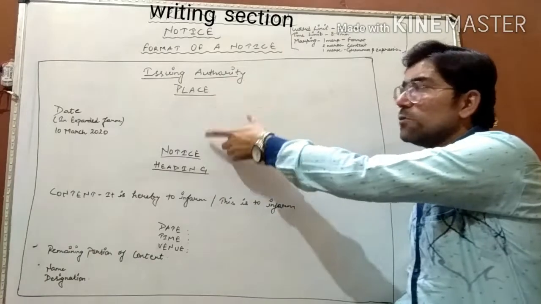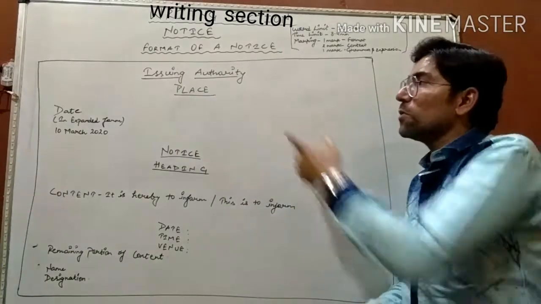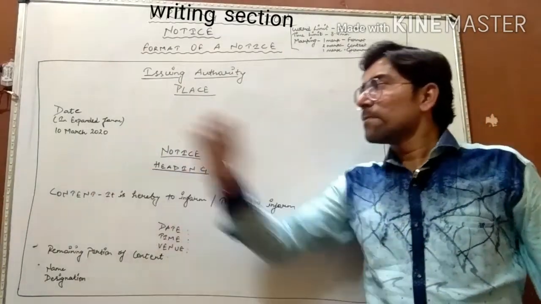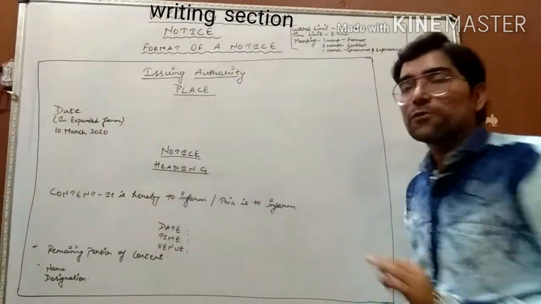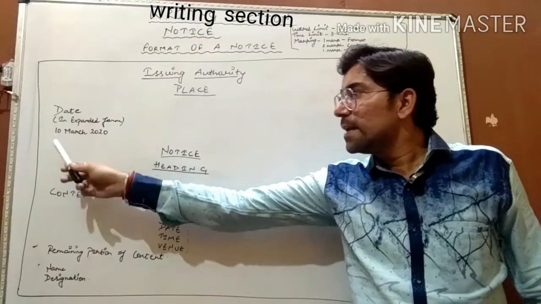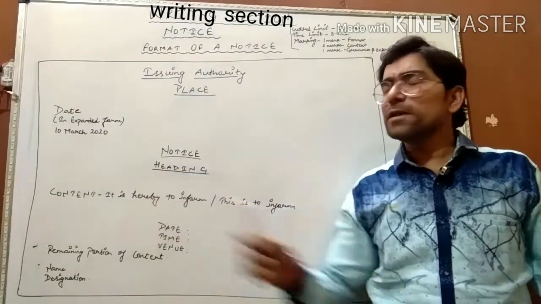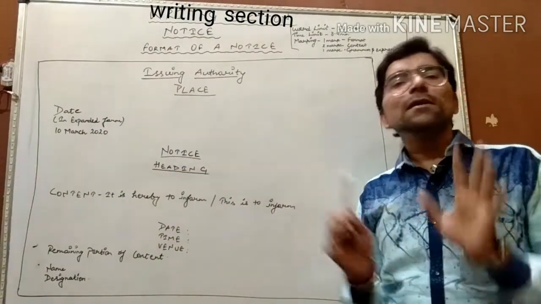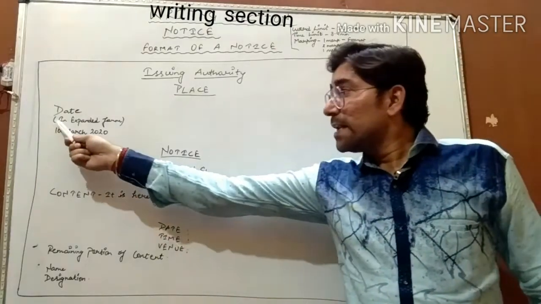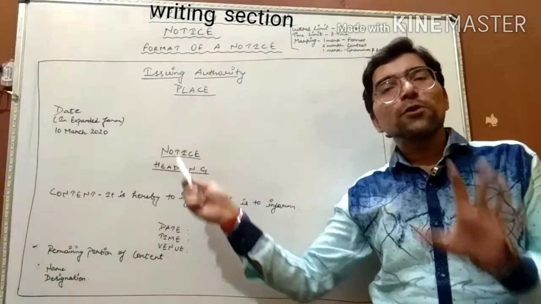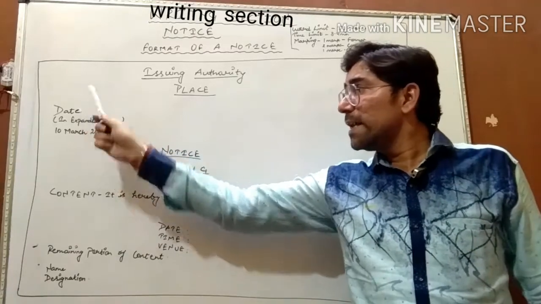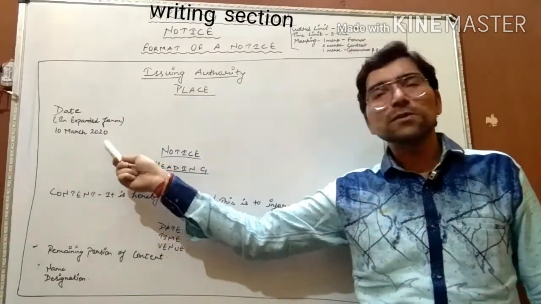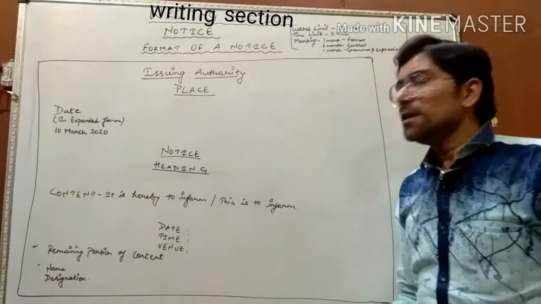You have to write them at the center of your answer script, and then at the left corner of your page you have to write date, and then 10 March 2020 or whatever date is given in the question. Do not write in expanded form. It is just for your help. You just have to write date and then 10 March 2020 or the date that is given in the question.